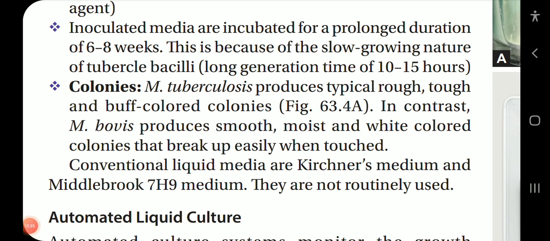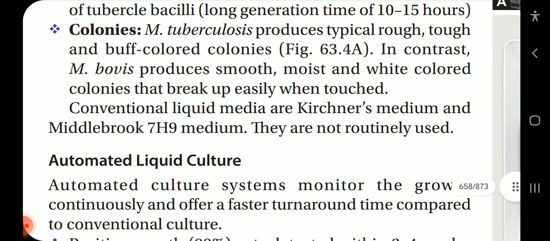Now, they have a long generation time of 10 to 15 hours. Colonies: M. tuberculosis produces typical rough, tough, and buff colored colonies. In contrast, M. bovis produces smooth, moist, and white colored colonies that break up easily when touched.